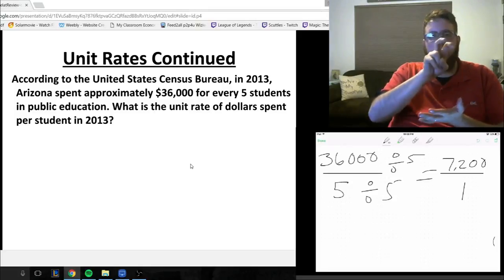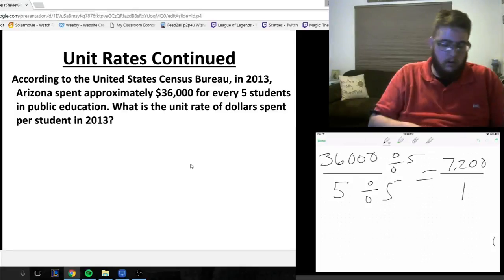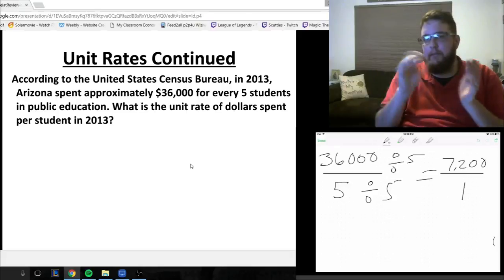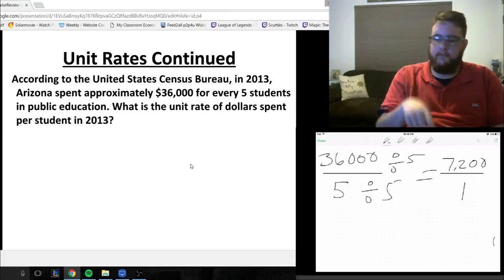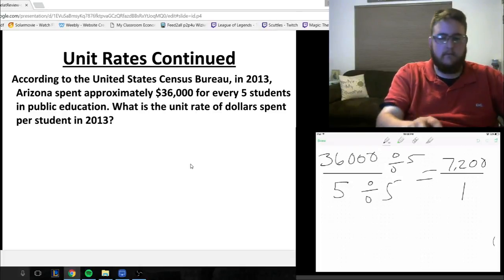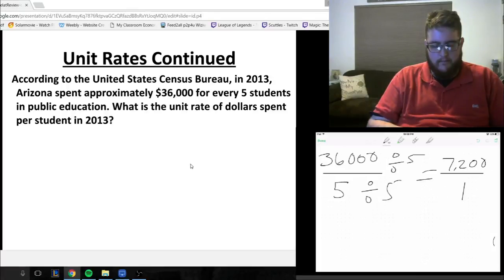That seems like a lot of money, but to actually know if it's a lot of money, we have to compare it to something else. We have to have something to compare it to. So that's where the next slide comes in. But we need to hang on to this 7,200 over 1 dollars per student, because that's going to be useful when we're comparing. So I'll write it down in case you don't, and we'll move on to the next slide.